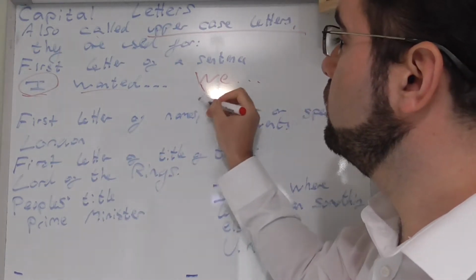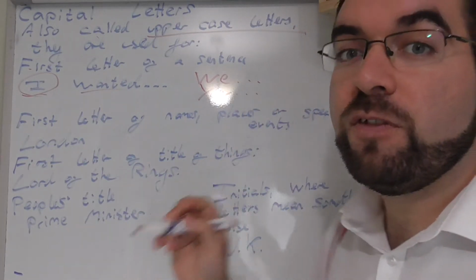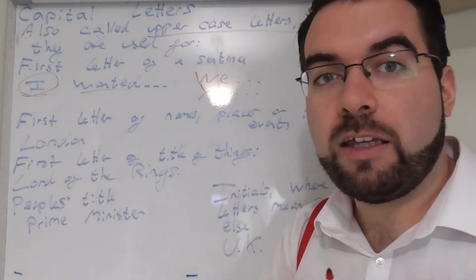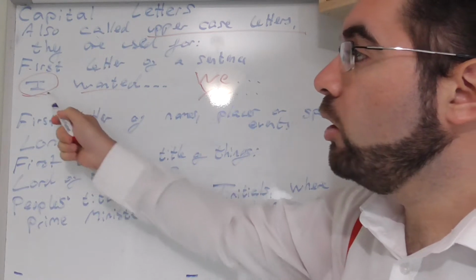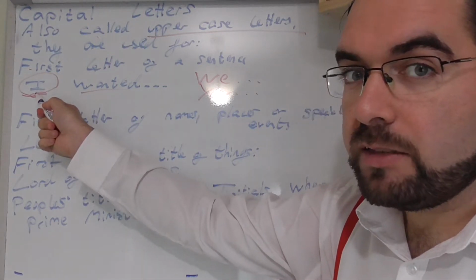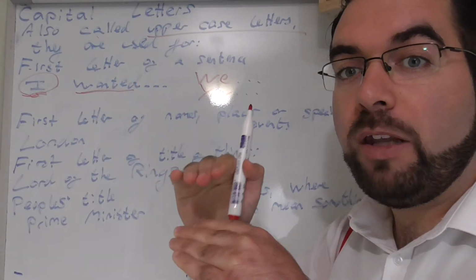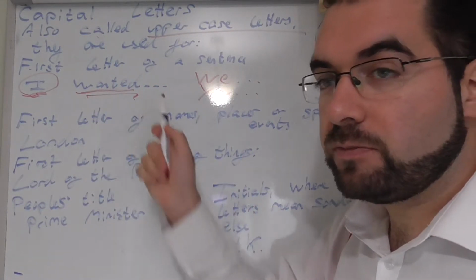You. The very first letter of the sentence is capitalized. I wanted. I. So I wanted. Only I is capitalized. This word here, wanted, is all lowercase, small letters, not capitalized.